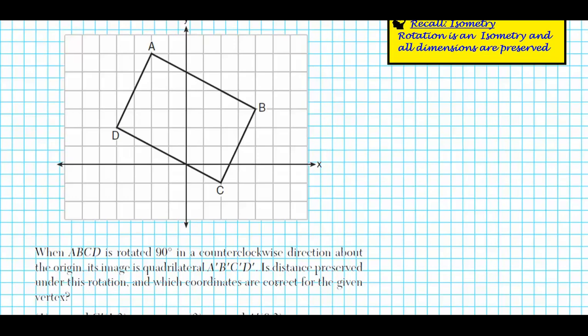So we are answering two questions. First of all, is distance preserved? Secondly, what are the coordinates of the image after the rotational transformation?